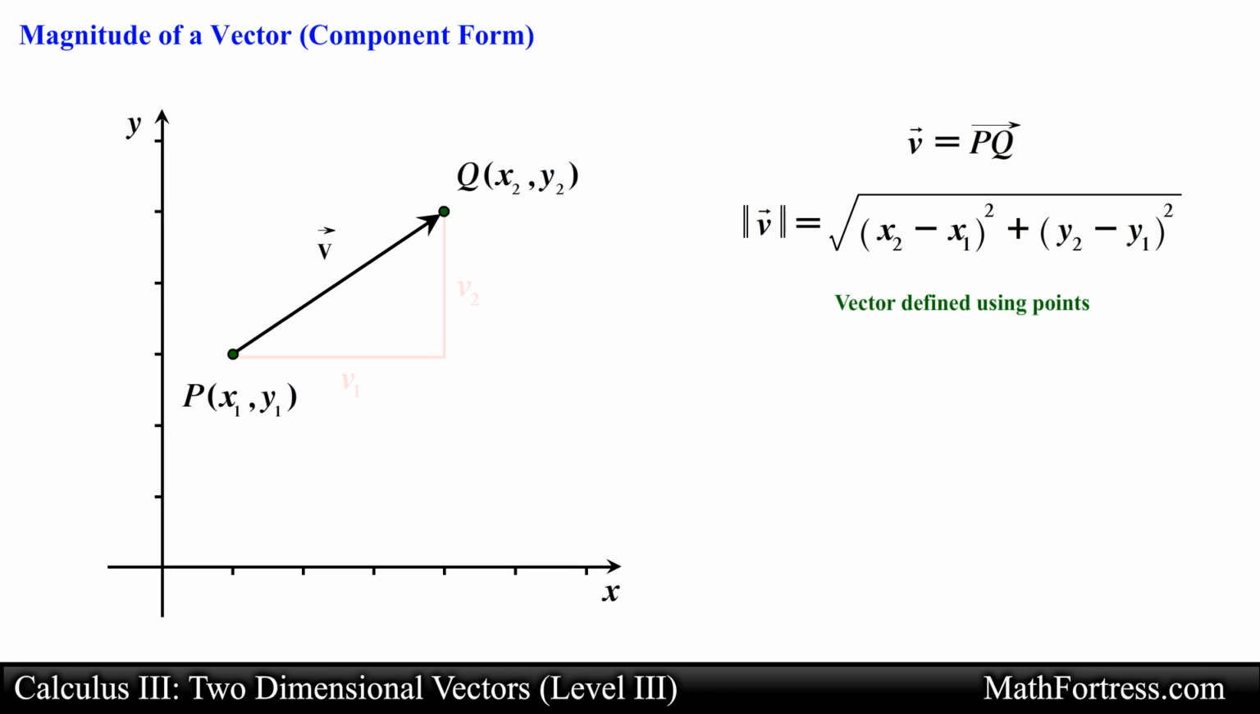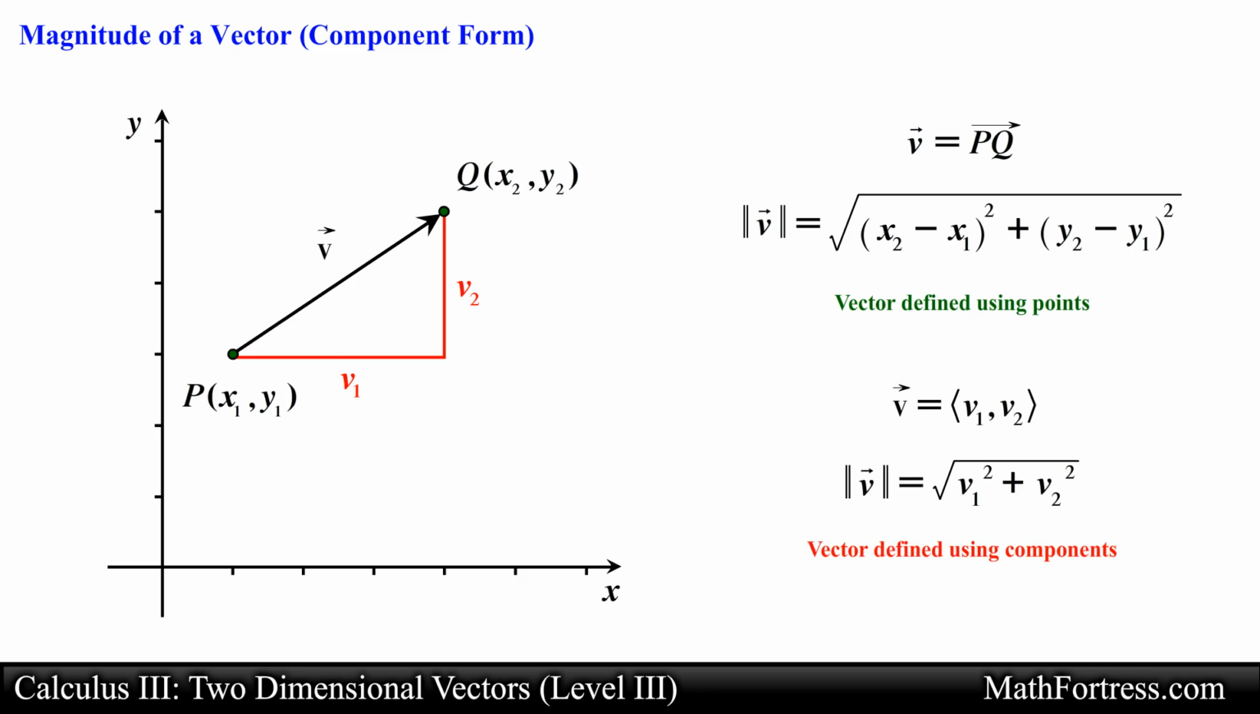by simply finding the components of the vector and using the distance formula. In other words, the length, or magnitude of a vector v, is found by taking the square root of the vector's x component squared plus the vector's y component squared, as follows.